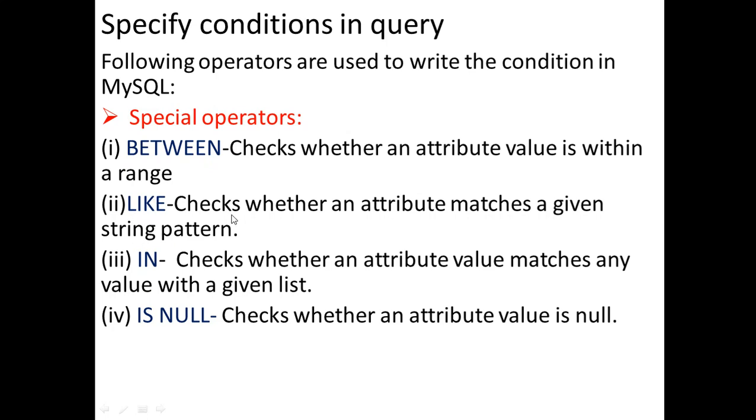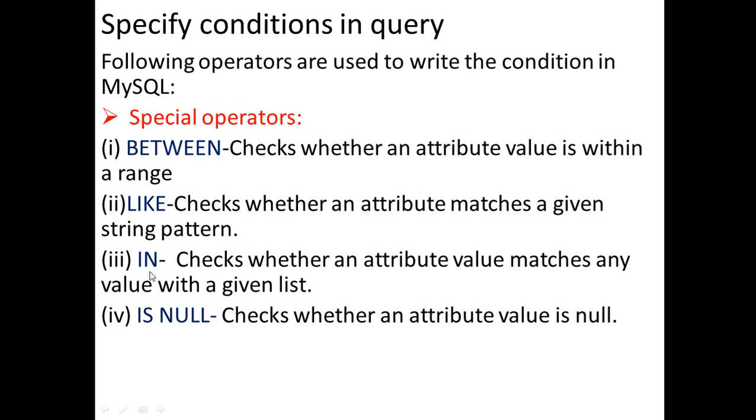Likewise, the like operator is there. It checks whether an attribute matches a given string pattern. For a string pattern, like you want to see whose names are starting with the character S, or whose names end with N. So if you want to perform this type of matching for a string pattern in any of the character-type columns, then we will be using the like operator.